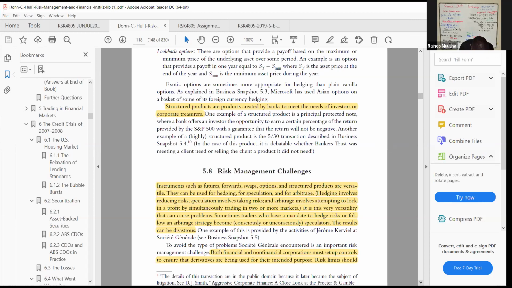So remember, with speculation, the trader is betting on future movements in the price of the asset, hence no exposure to offset as well. So that's basically how you can describe the differences between hedging and speculation. But overall, with hedging, the trader is seeking to reduce risks, and speculation involves taking more risk.